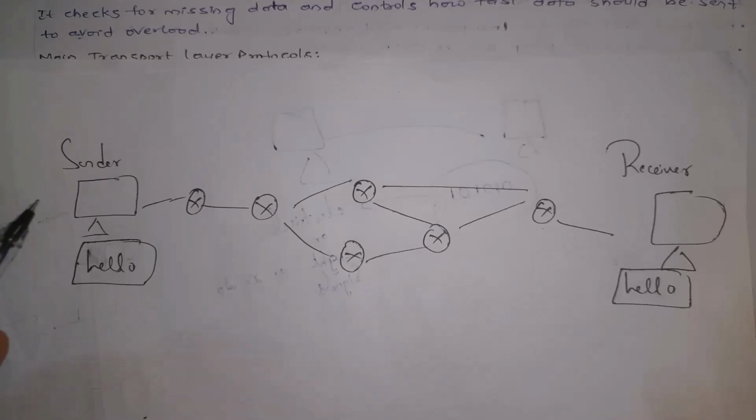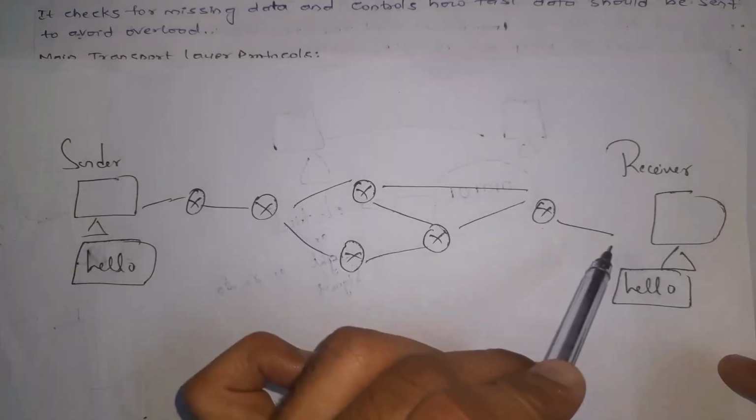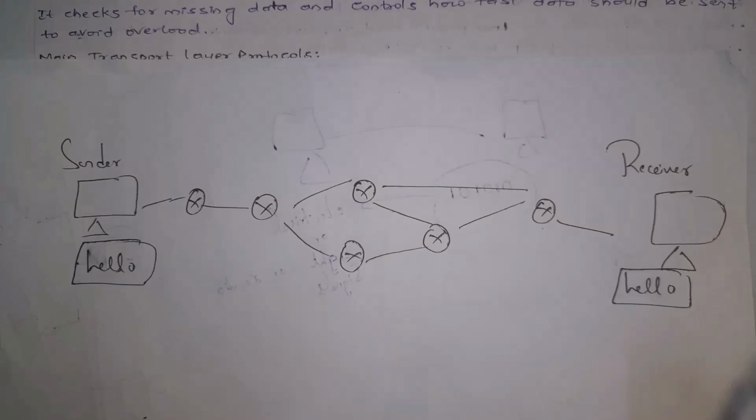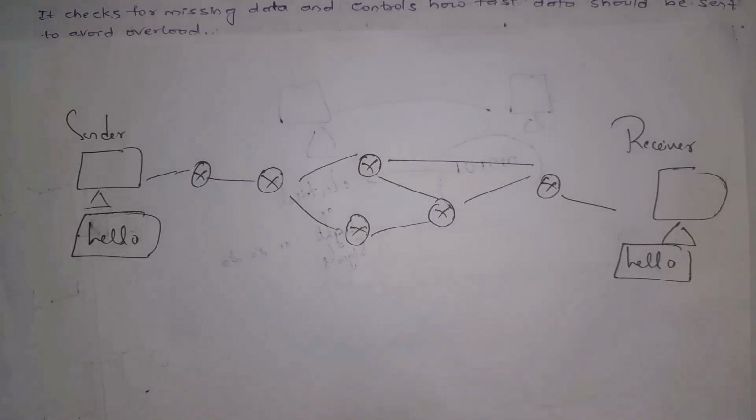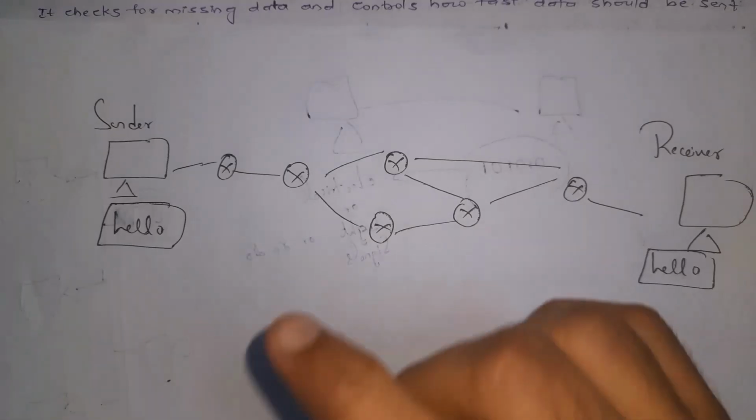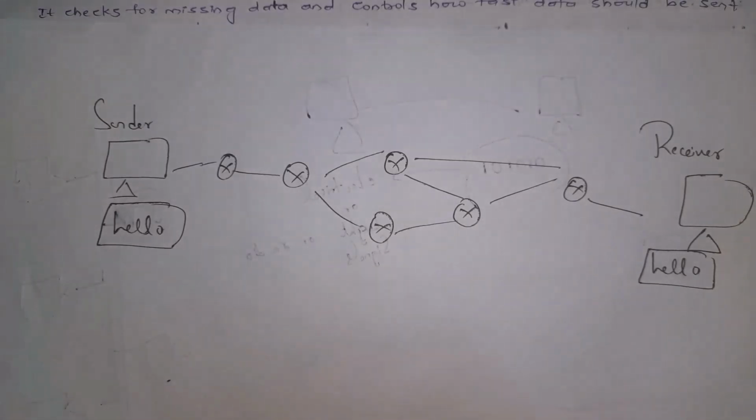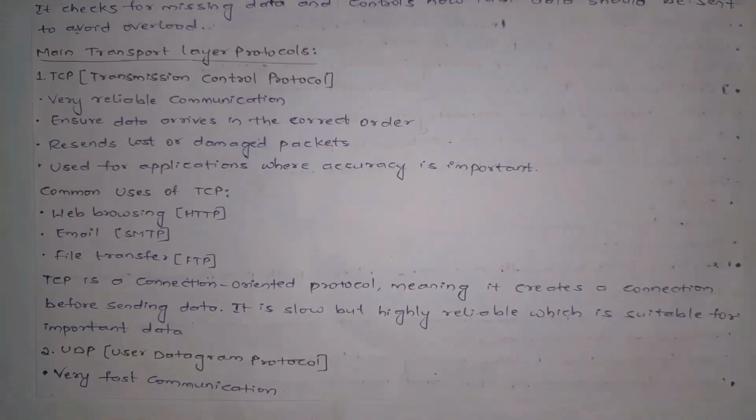Guys, in TCP, before sending data, a connection is first established between sender and receiver. Only after establishing the connection, data is sent from sender to receiver. As the connection is established first, data will transfer to the receiver successfully. So reliability is maintained. And TCP is slow because before sending data, a connection needs to be established first. So TCP is slow. And the second one is UDP, where UDP stands for User Datagram Protocol.